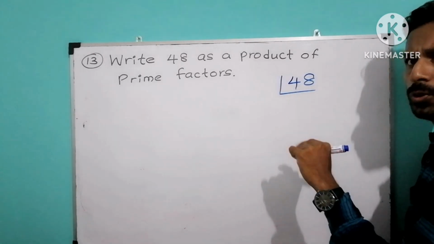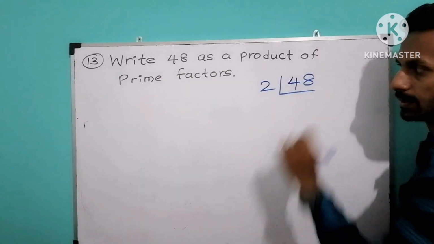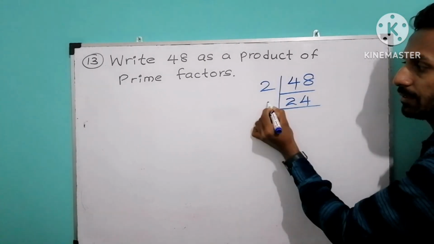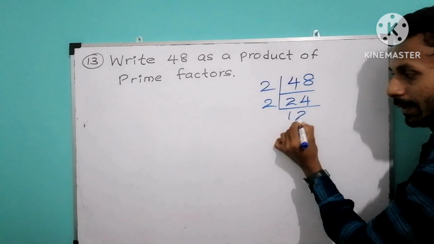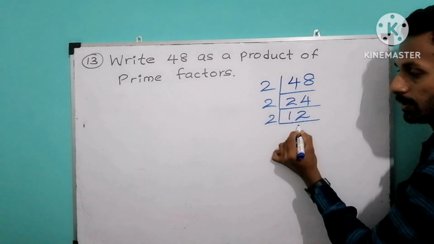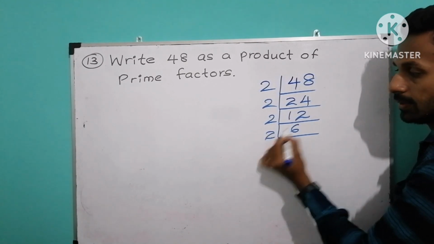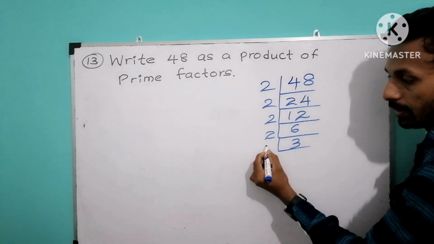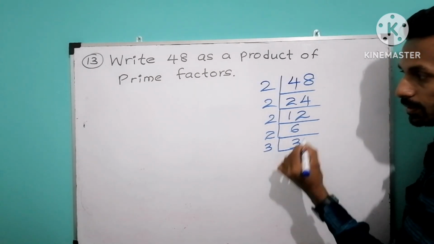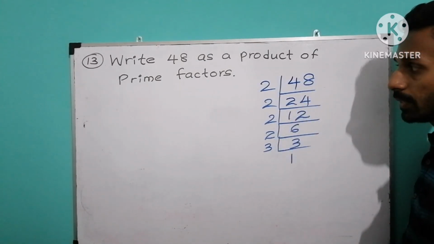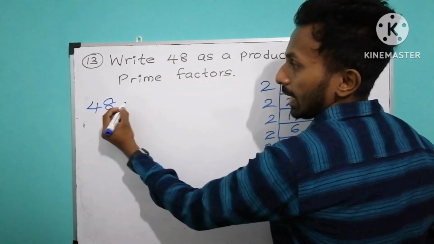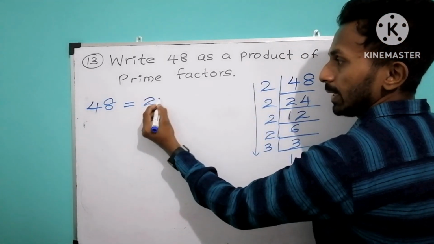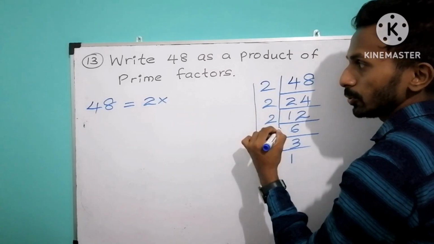Can we divide by 2? Yes, we can divide. 48 divided by 2, 24. Again we can divide by 2, 12. Again we can divide 2, 6. Again 3. Now here we can't divide by 2. Then divide by 3. Answer is 1. Likewise we divide 48. Then you can express 48 as a product of these prime factors. 2 into 2 into 2 into 2 into 3.